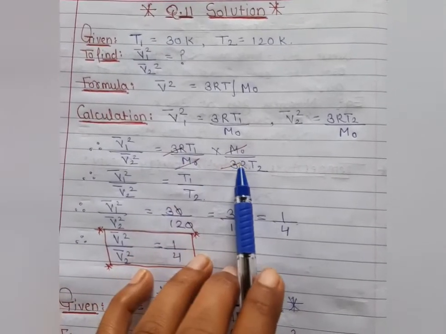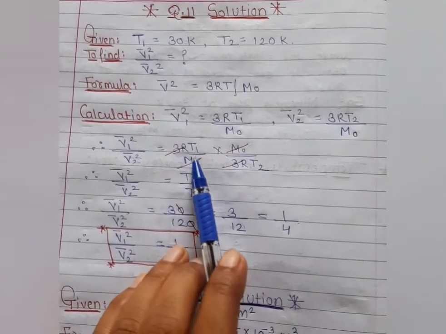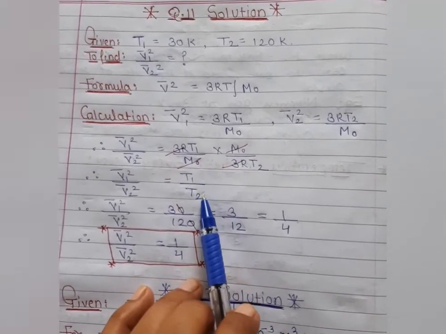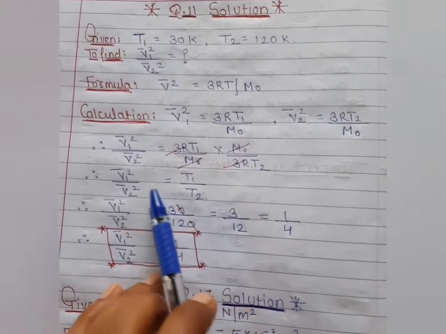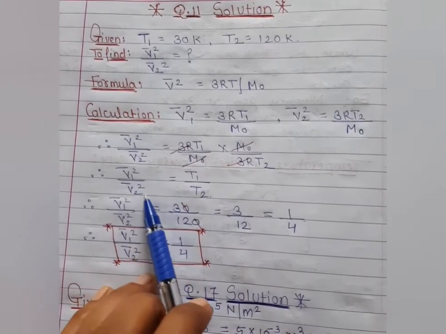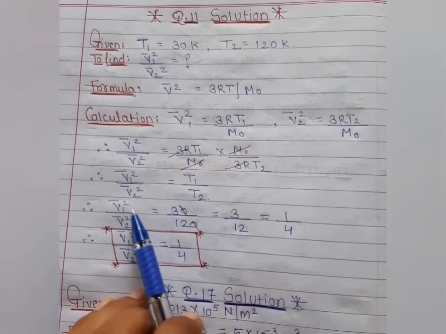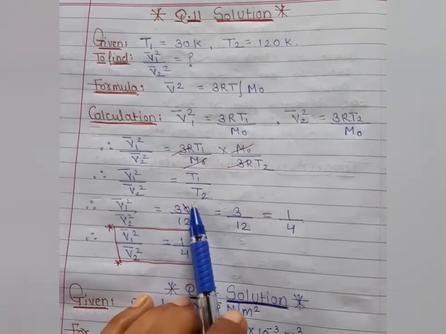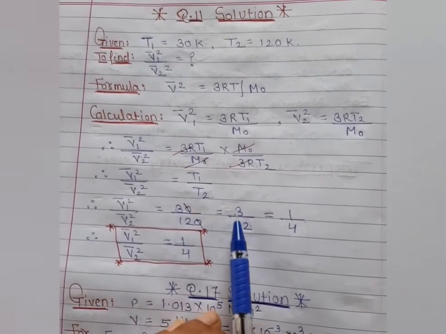So the constant term 3R will get cancelled out, M naught gets cancelled out, only T1 and T2 remain as the uncancelled terms here, and V1 square upon V2 square is equal to T1 upon T2. As you know very well, T1 is 30 Kelvin and T2 is 120 Kelvin. So here the 0 gets cancelled out, that is 3 upon 12.